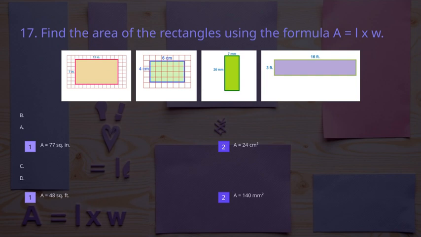For part C, the area is 24 square centimeters, which is smaller units, but the process remains the same. And finally, in part D, we see 140 square millimeters, even smaller, but still just length times width. The key point here is that no matter what units we're working with, the fundamental idea is multiplying length by width to find the area of a rectangle. This concept ties into the overall theme of understanding how to measure and compare different spaces accurately.